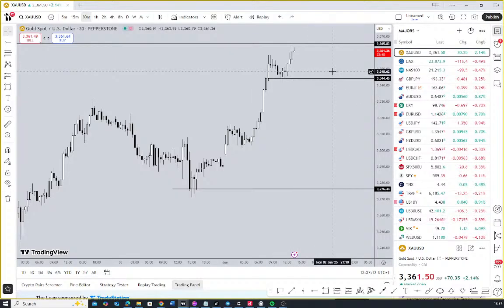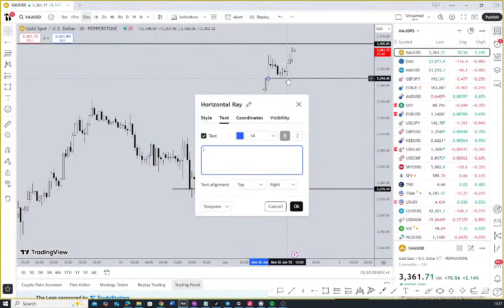Gold, we're sitting tight now. We're not doing anything. We took our trade as it broke these highs. We've secured our profits, so we're done on gold for now. I'd look for sells below 3344.4.